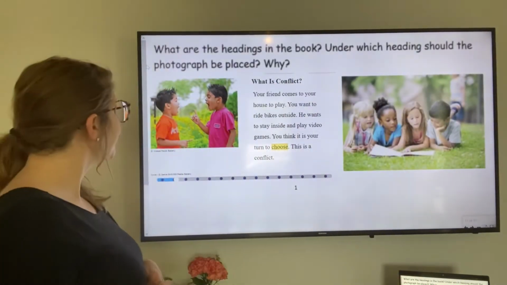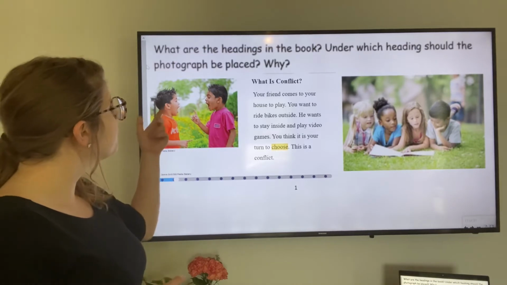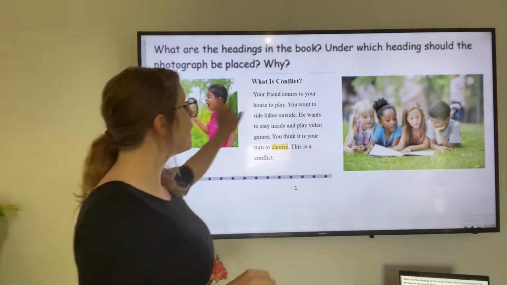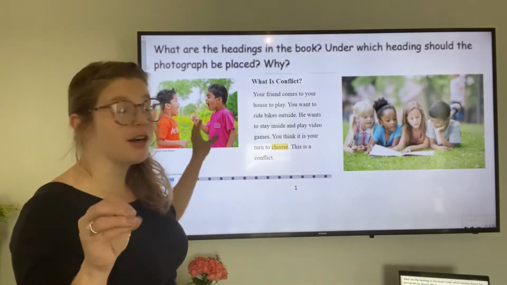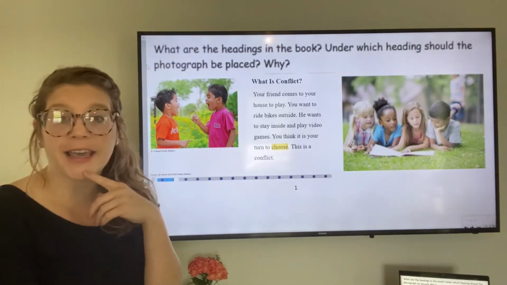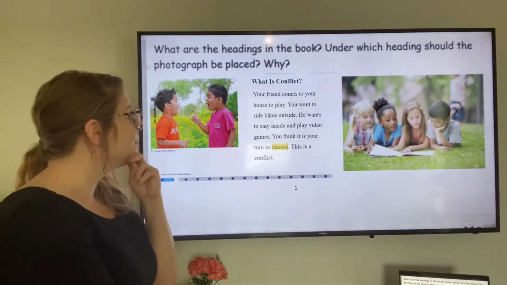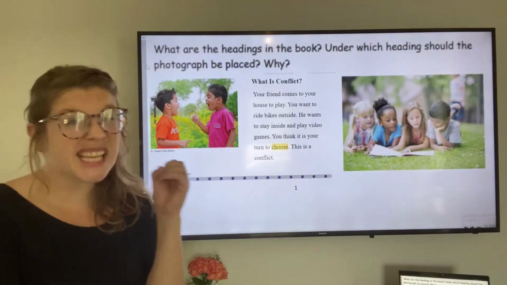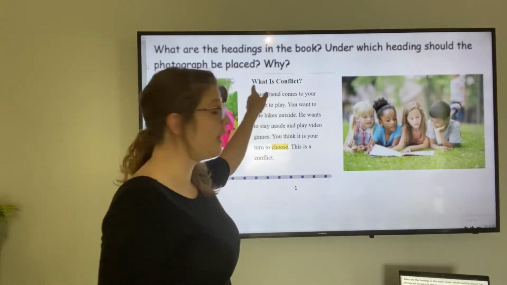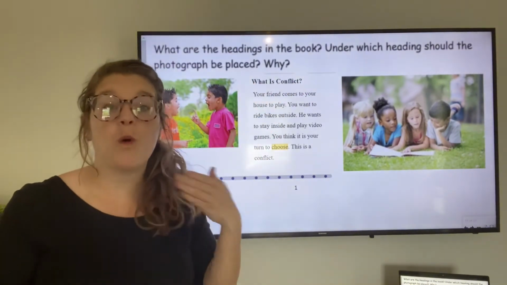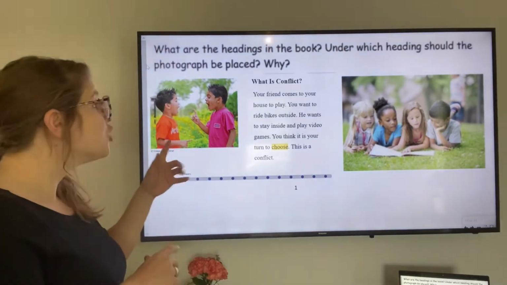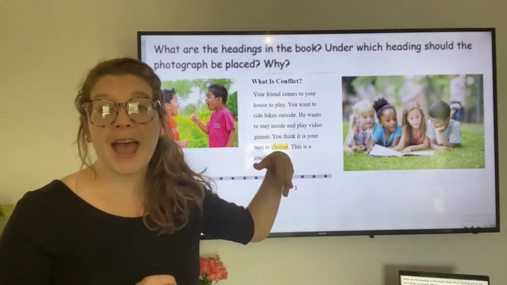All right, and then the next thing they want you to do is they want you to answer the question, what are the headings in the book? So here I've pulled a picture or a page from the book, and I want you to see if you can identify the heading. Remember, the heading is like a mini title. So the heading here would be, what is conflict? Okay, the heading tells us what we are going to read about on that page or the few pages after that. So you need to identify all of the headings in the book.